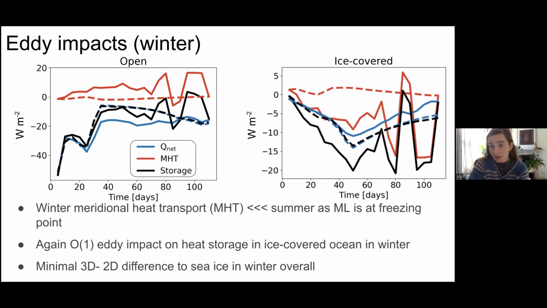But overall, the eddies still have an order 1 impact on these heat budgets, but this doesn't really lead to a change in the sea ice overall, because there's a sort of almost competing effect, it appears, between meridional heat transport and also different vertical heat transports between 3D and 2D models. But overall, there's very little difference in total rates of ice formation between 3D and 2D in winter.